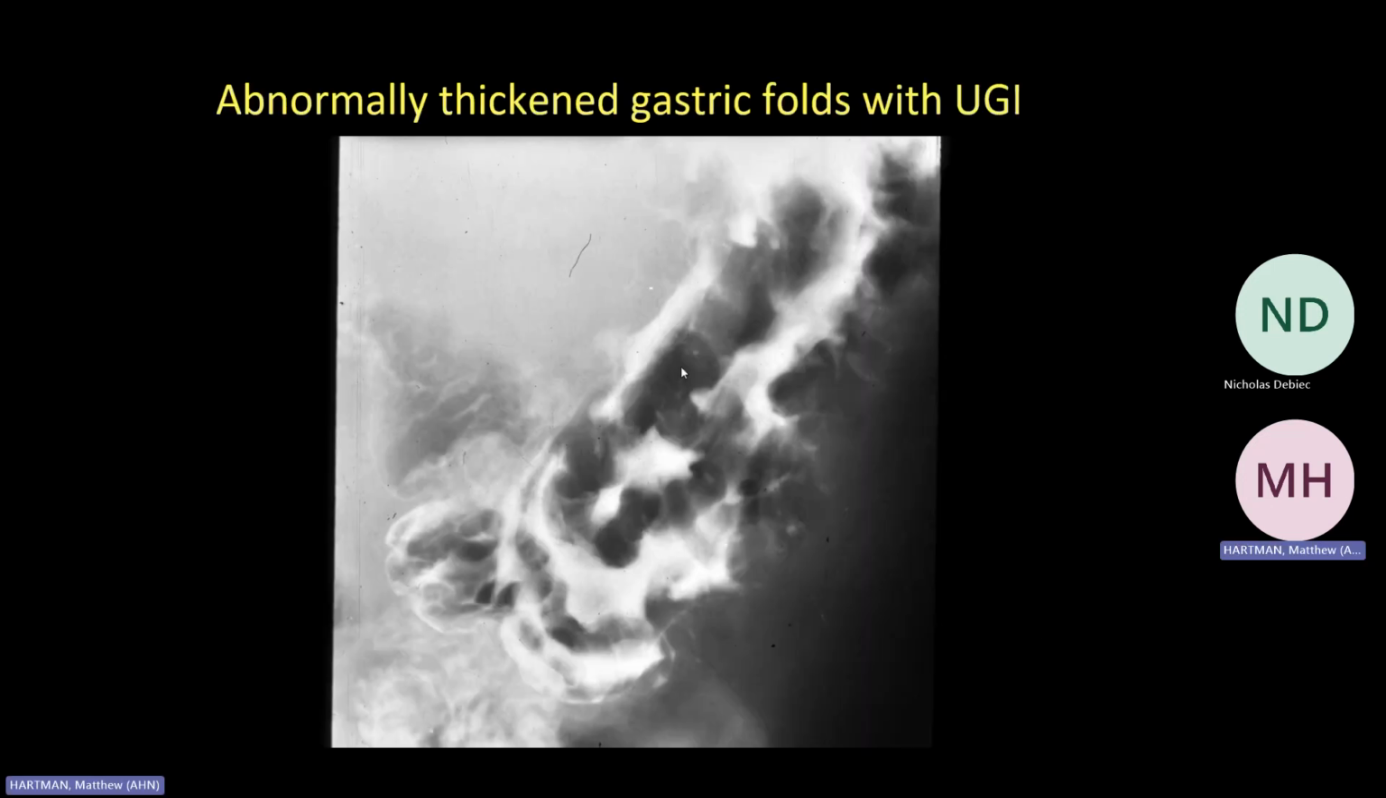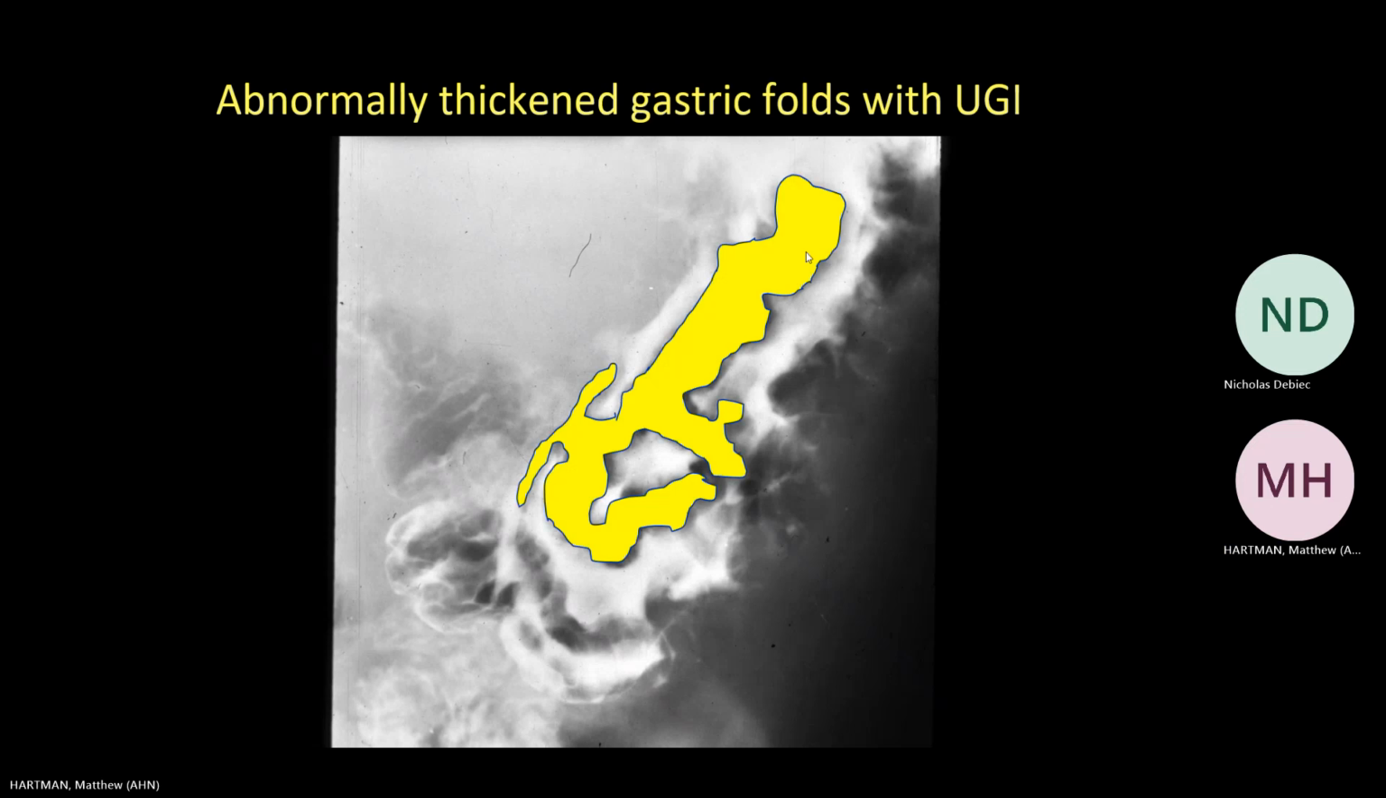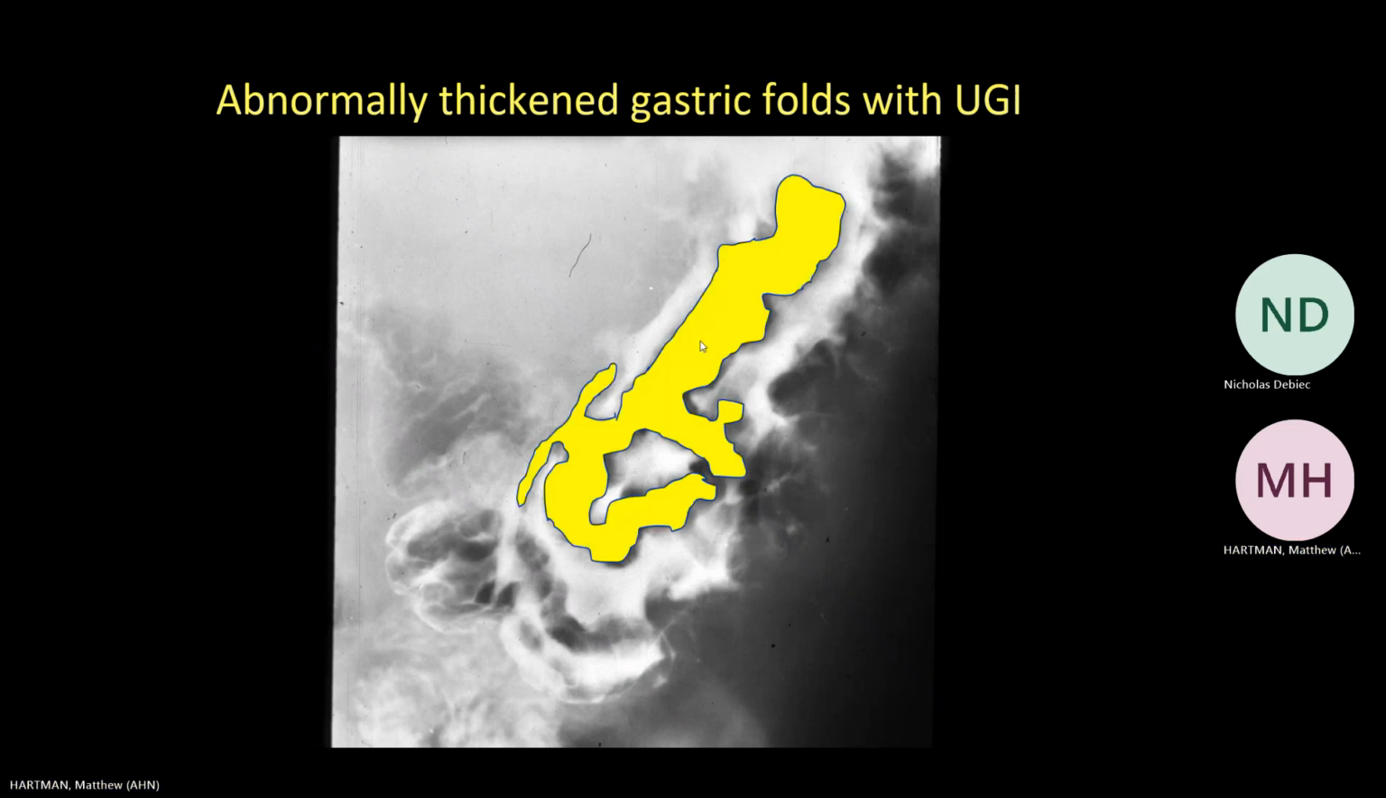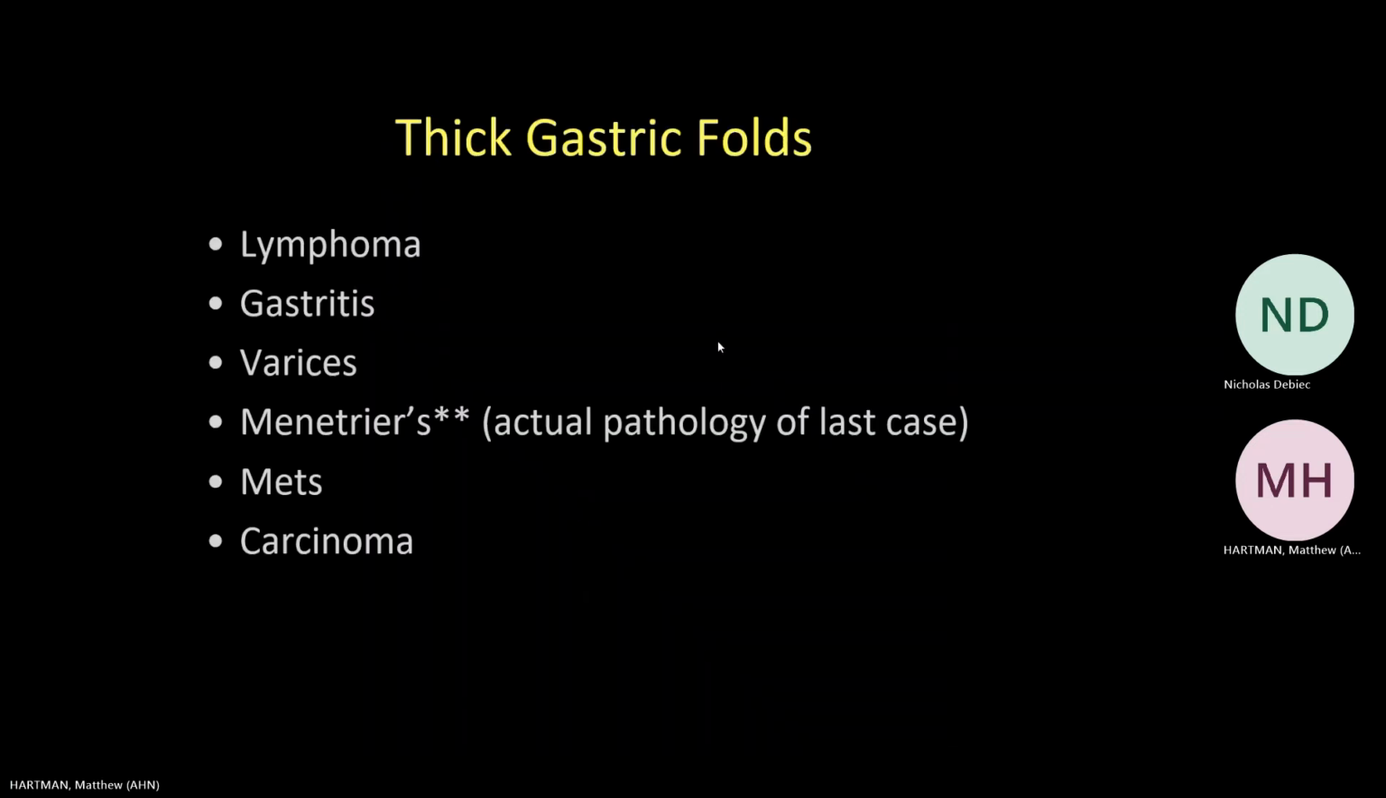So here's a nice example from a upper GI double contrast of the stomach. Unlike our thin folds, here you have thick folds, much more than 1 or 2 millimeters. This is like a centimeter thick. And again, if you go to the original PowerPoint, you can play with this going back and forth. Take your time with it. So what's our differential for thick folds? Well, if you remember every Hartman differential, Mets lymphoma, that's covered there. But we also have gastritis, varices, Menetrier's disease, which was that past case, and gastric carcinoma.